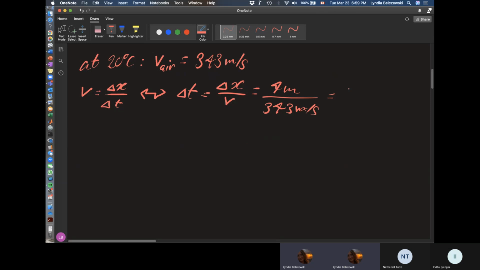Okay, so this ends up being about 0.011166 seconds. So that's how long it takes for the air wave to get to the microphone.